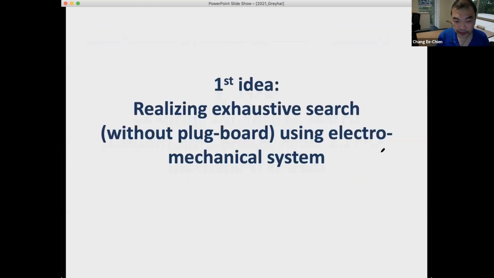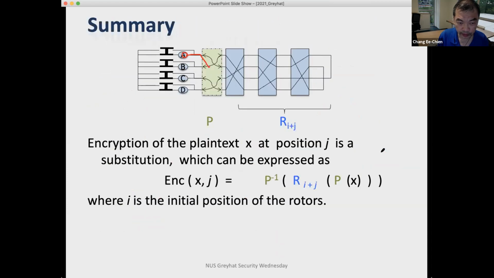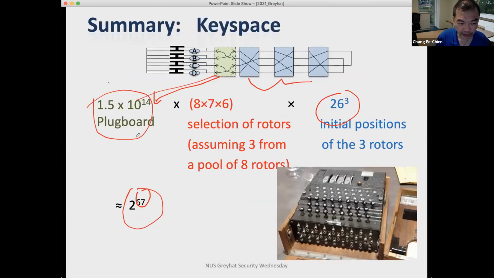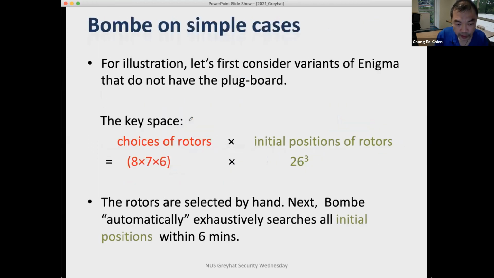So how to do it? The first idea is exhaustive search. They tried to use mechanical and electrical systems to do exhaustive search. For the first idea, we don't consider the plugboard first. Remember, there are 3 parts: the plugboard, this combination, and the rest. So they do exhaustive search on this part, really exhaustive search, like a for loop. This part is done using an automated machine to do exhaustive search. This one is by hand.